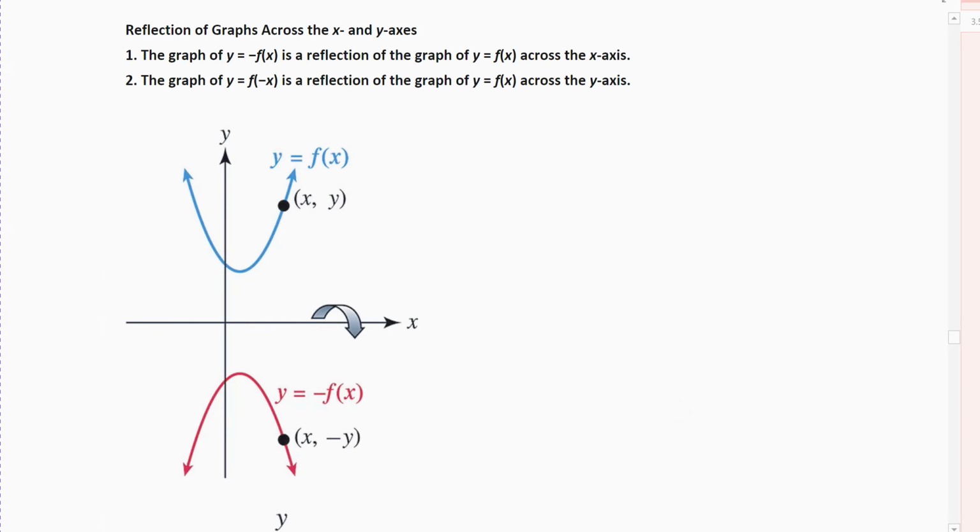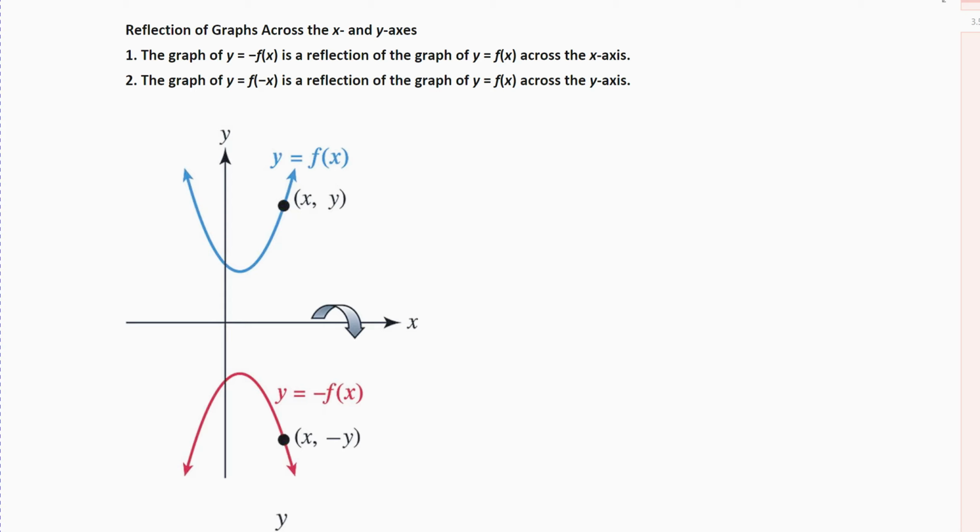Reflections. These are big ones. Reflections are ones that you probably really need to understand because it has to do with the symmetry of the graph and how it's reflected when you have a negative. So when you have a negative outside the function, so the entire function is the opposite of whatever the original function was, then it's reflected across the x-axis because all of the y values have been made negative. The x values stay the same.